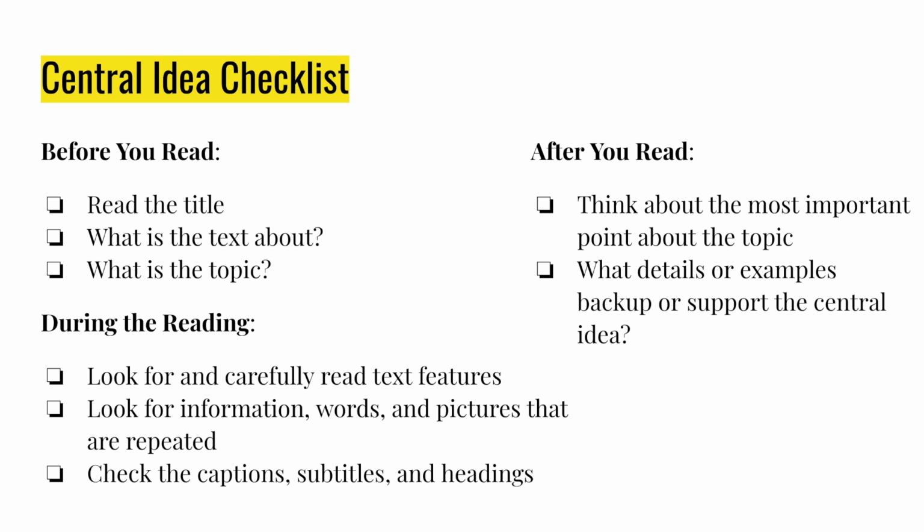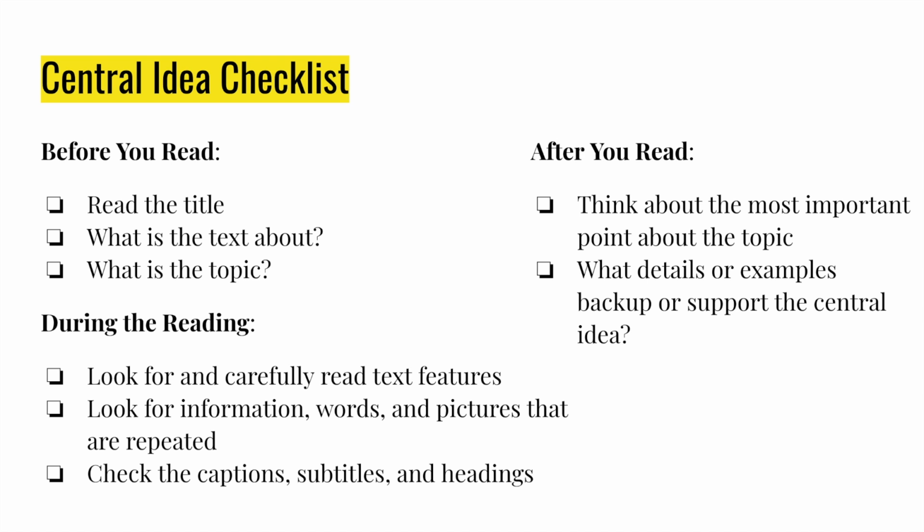In class, we talked about many ways and techniques to find the central idea. So here's a checklist of some of the things you should be doing before you read, during the reading, and after you read to find the central idea. Before you read, you should be reading the title. What is the text about? What is the topic? The title can tell you so much right away and can be that major piece of evidence that helps you understand the central idea.